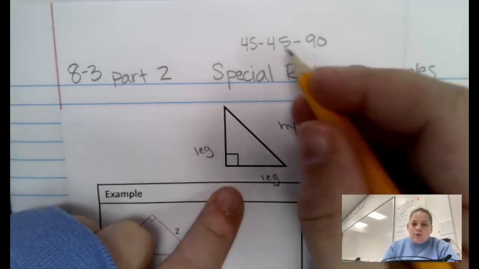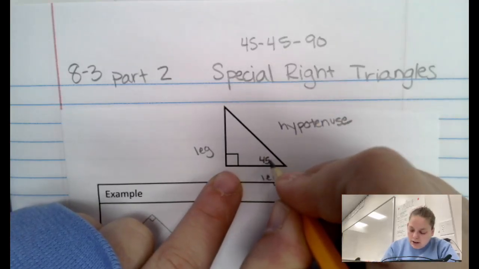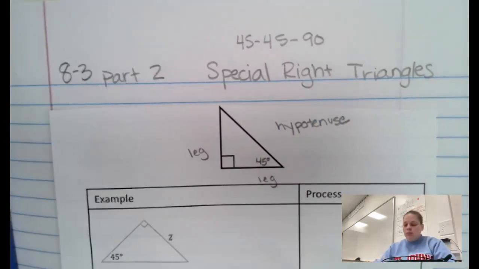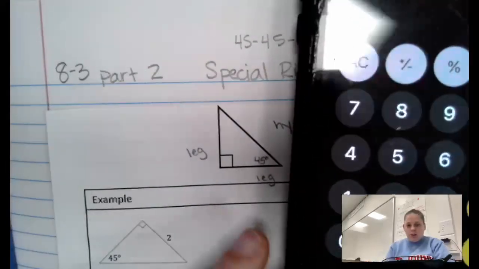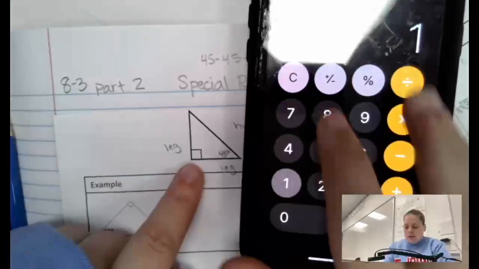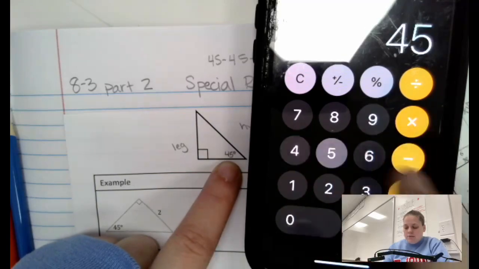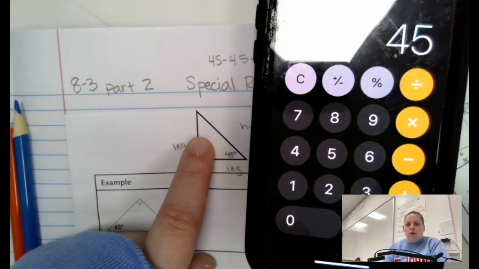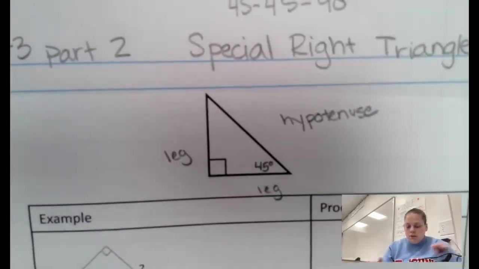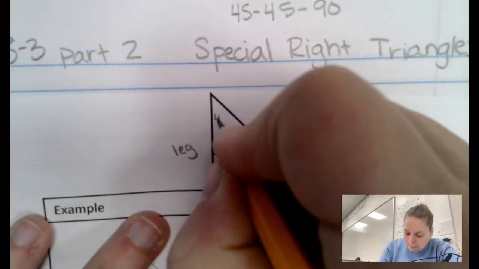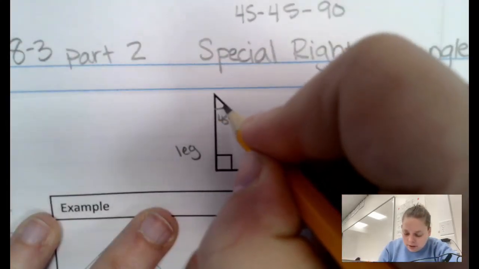Now today we're working with 45, 45, 90. So we have 90 degrees, and we know that one angle is 45 degrees. And again, remember, a triangle always has to add up to 180. So if I do 180 minus my 90, and I know one angle is 45, that means my last angle has to be 45. So this one is also 45 degrees, which means that they are congruent.